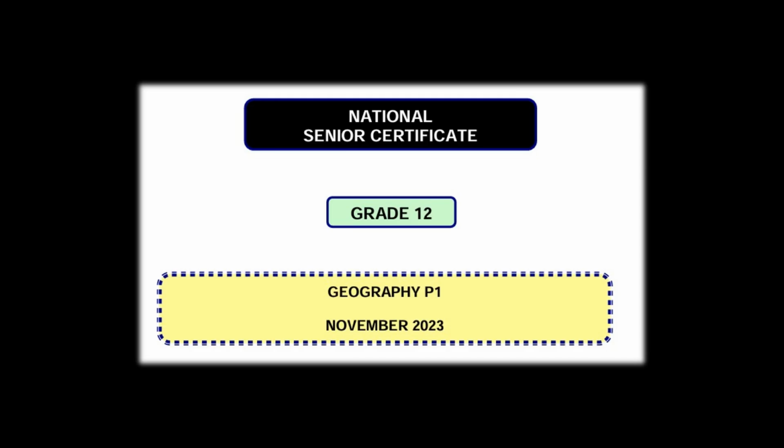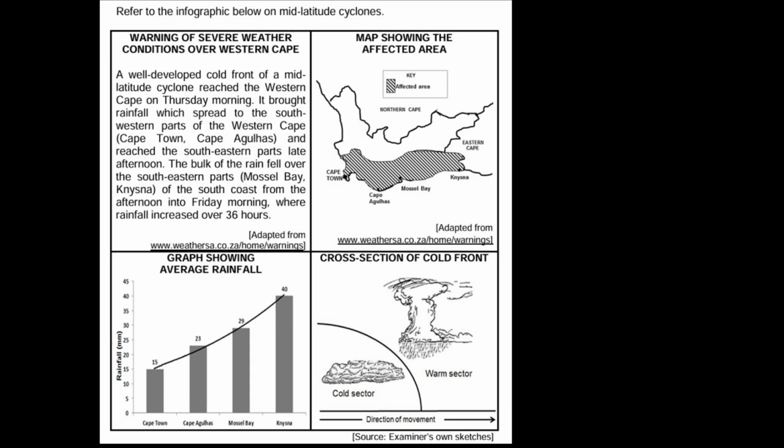Okay, let's move on to the last question paper, November 2023. The map shows the affected areas. The area is found in the south of South Africa. We are given a graph showing the average rainfall from 50 millimeters to 40 millimeters. Then the cross-section of the cold front, showing the cold air ahead after the cold front.